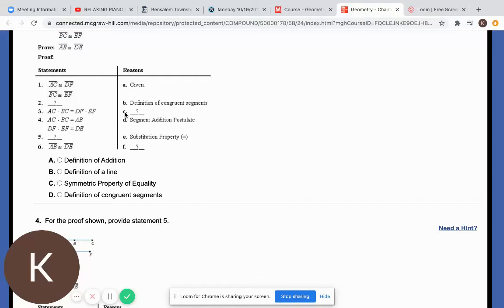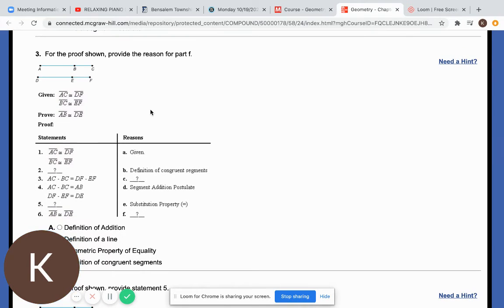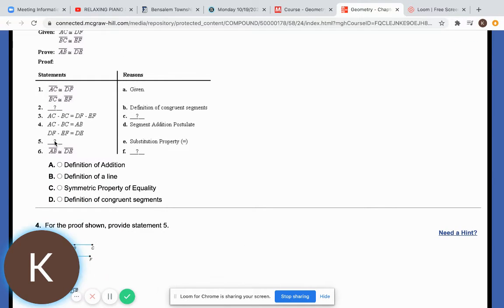All right. So we've got here AC is congruent to DF. Actually, for number 3, we're just supposed to find part F. So as you can see here, we've got substitution property. Okay. And then the last one can't be definition of addition, right? There's nothing there that would be to add. All right. Can't be definition of a line. No. Symmetric property. No, it's not going to be the symmetric property. It's going to be definition of congruent segments.